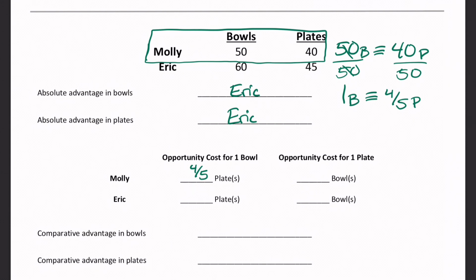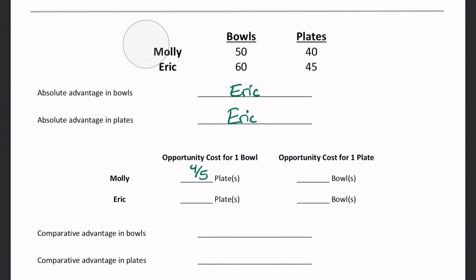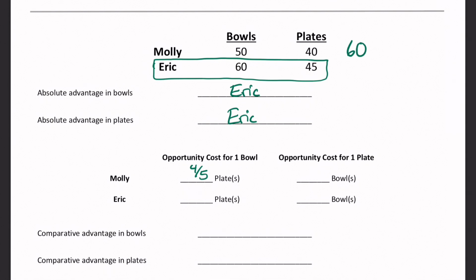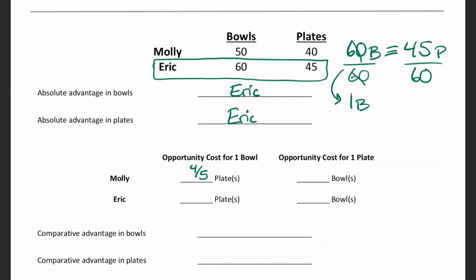But let's go ahead and do the same thing for Eric. So for Eric, we want to focus here on all of his production. And we know that Eric could produce either 60 bowls or Eric could produce 45 plates. But we want to know, what about just for one bowl? If he just wanted to start producing one more bowl, he would have to give up producing how many plates? Well, we divide both sides here by 60, because those would cancel, giving us one bowl. We divide this side by 60, 45 over 60. That simplifies down into 3/4 of a plate.